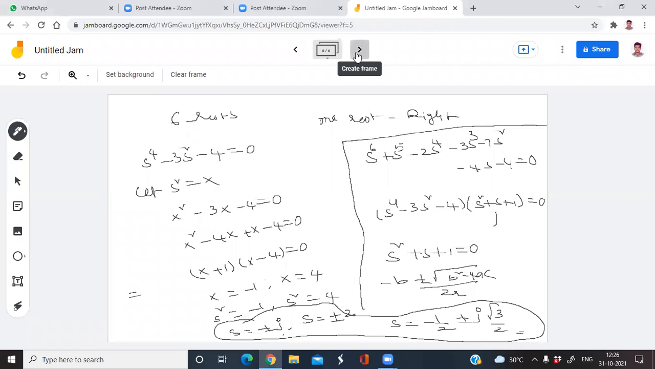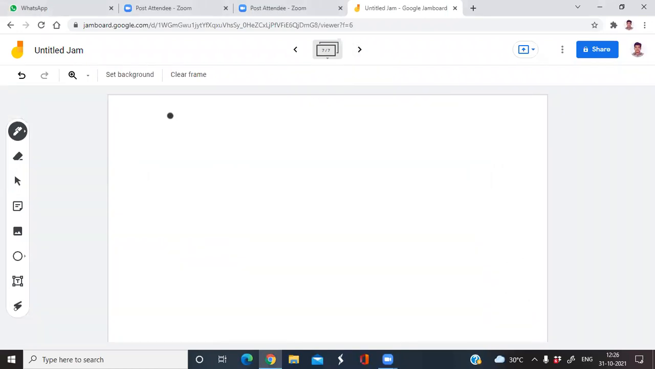Next example. s power 3 plus k plus 0.5 s square plus 4ks plus 50 equal to 0. The characteristic equation is s power 3 plus k plus 0.5 s square plus 4ks plus 50 equal to 0. Here you can also find the frequency of oscillation. Check the stability of the system and also find the frequency of oscillation.